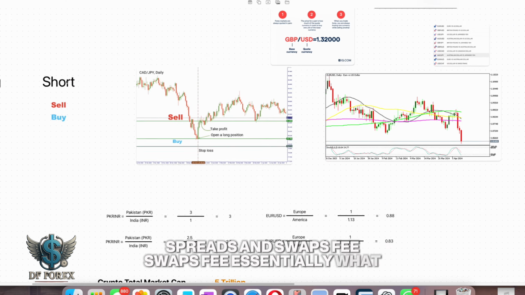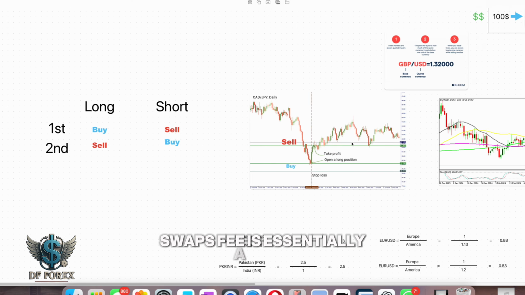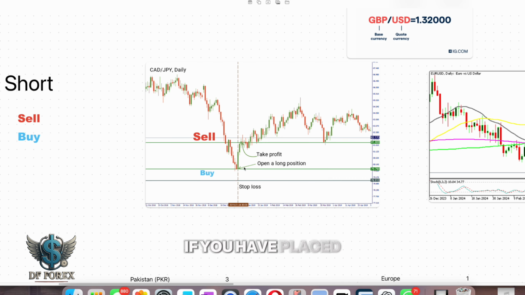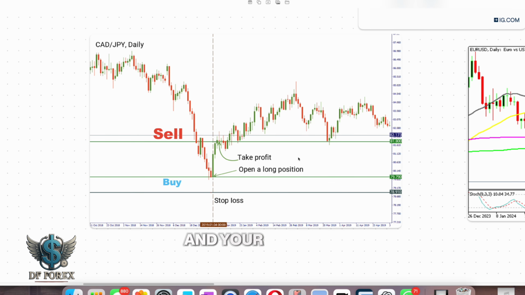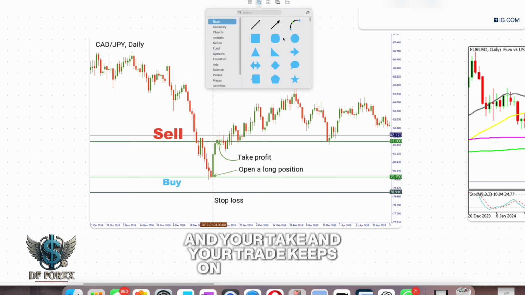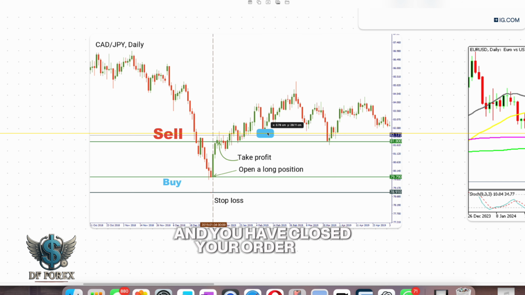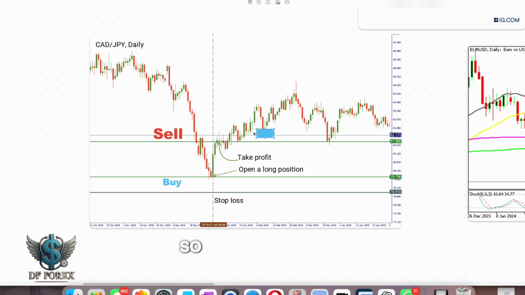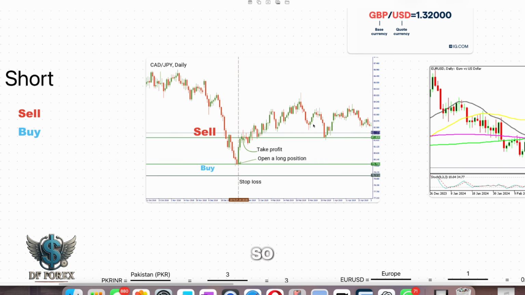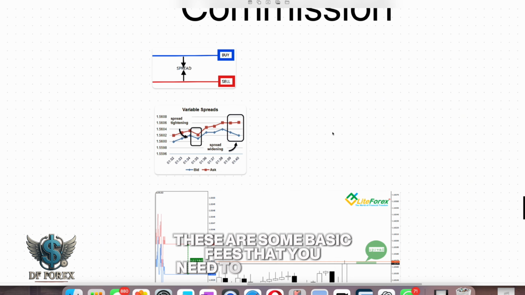Swap fee is essentially a fee. For example, if you have placed an order over here and your trade keeps on running for like 4 to 5 days, and you have closed your order after 5 to 6 days, the broker will charge you interest for those days, after every 24 hours. This is called swap fee. Okay, so these are some basic fees that you need to understand.